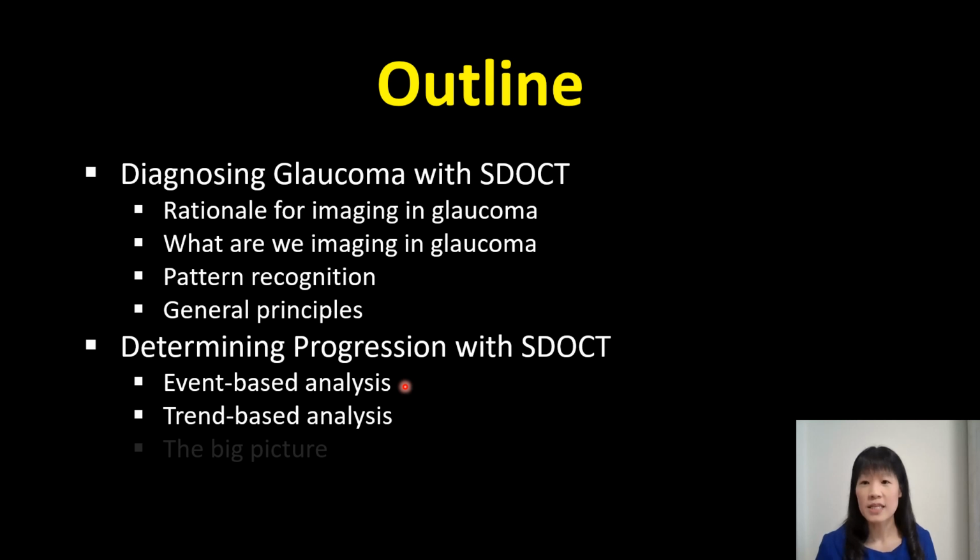Glaucoma disease progression is change greater than test noise and normal aging change. So that's 5 microns or more for RNFL thickness, that's rule of fives, or more than 13 for neuroretinal rim.